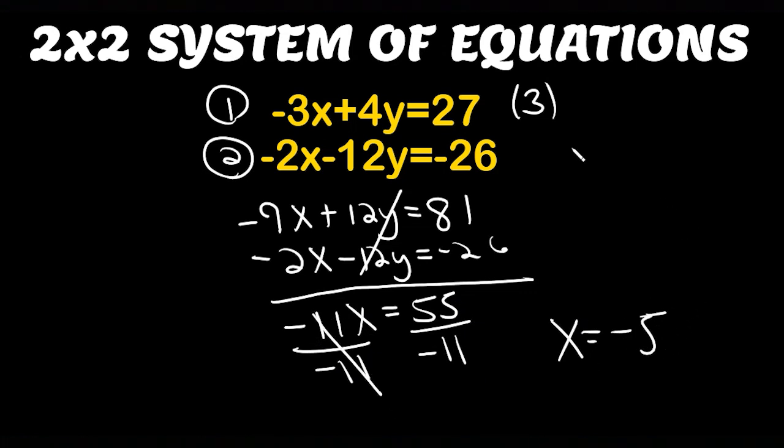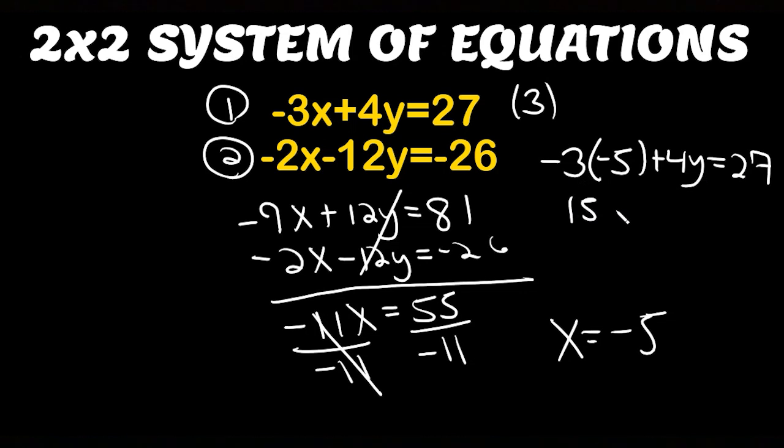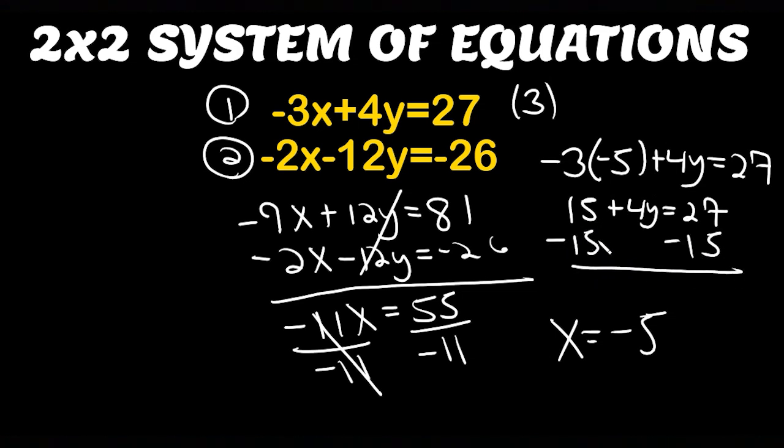From here, we just want to go ahead and plug it back in. Which equation looks easier? Well, let's do the top one. So I'm going to do -3 times, here's my x, I plug in -5, plus 4y, equal to 27. So cleaning it up, right here I get +15, plus 4y equal to 27. Now I want a -15 on both sides. Okay, this will cancel, I get 4y. 4y is equal to 27 plus a -15. That will give me 12.